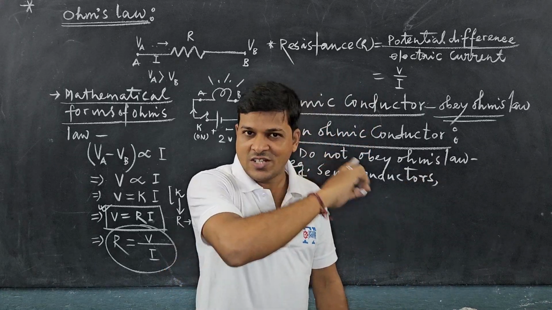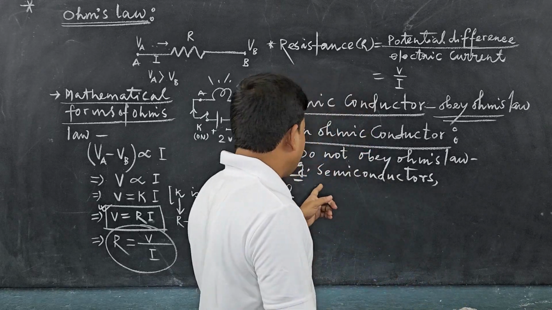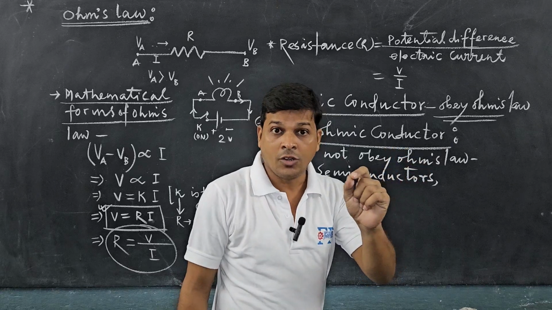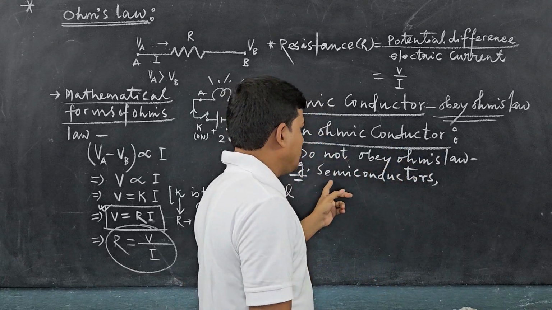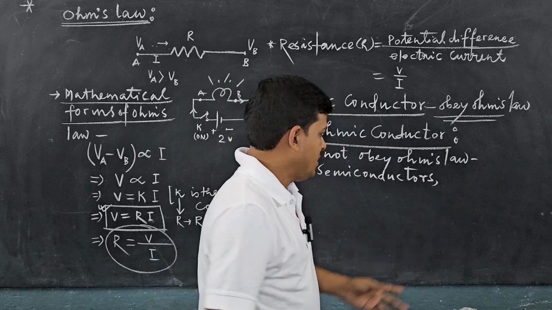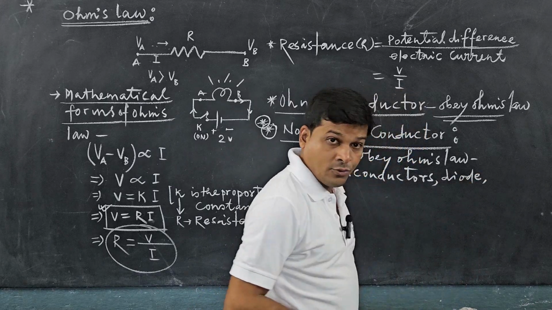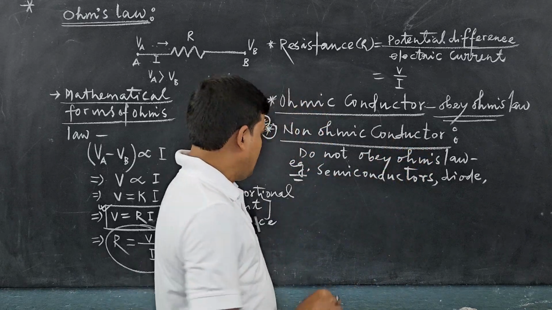Mainly there is a twist. In the last few years, it is asked in your question paper, in the MCQ part, that the non-Ohmic conductors are germanium, silicon. In an MCQ question, you see these semiconductors, germanium, silicon in the options. Diode, triode, transistor, they are the non-Ohmic conductors.